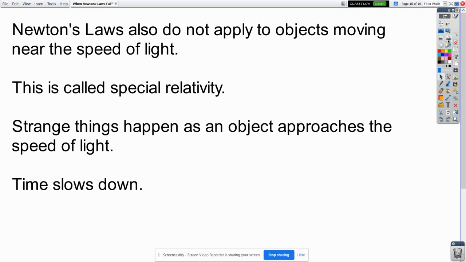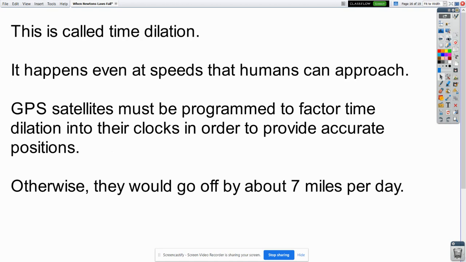Newton's laws also don't apply to objects that are moving near the speed of light. This is called special relativity. There are some very strange things that happen to objects as they approach the speed of light. Equally strange is the quantum world, if not even more strange. One thing that happens as objects approach the speed of light is that time slows down. This is called time dilation.